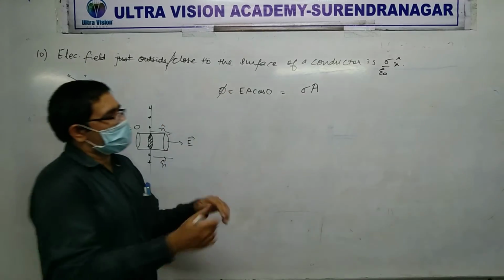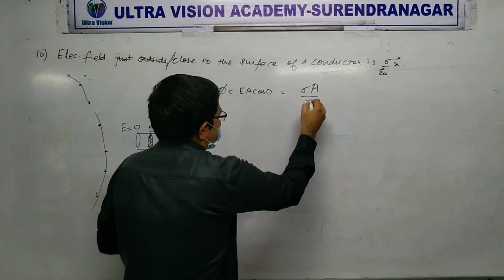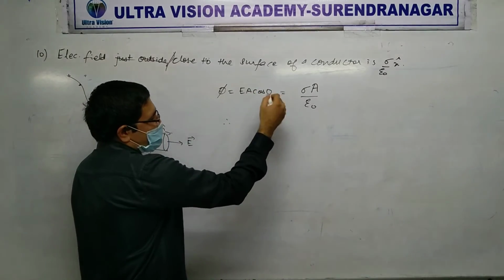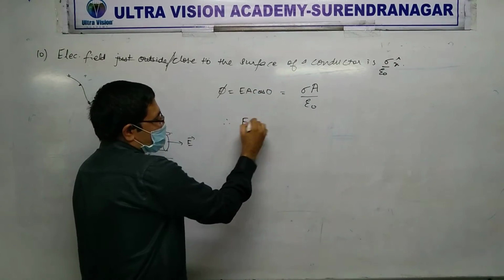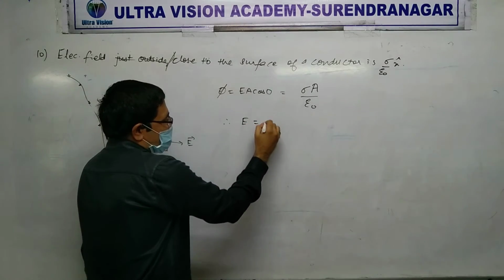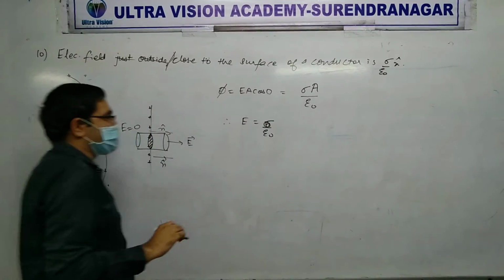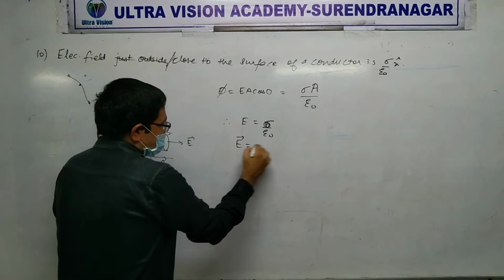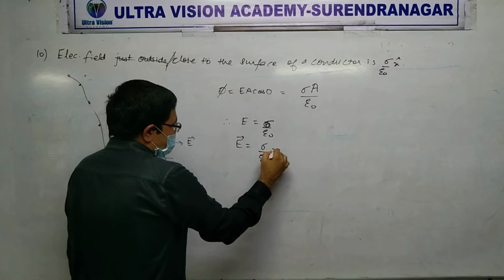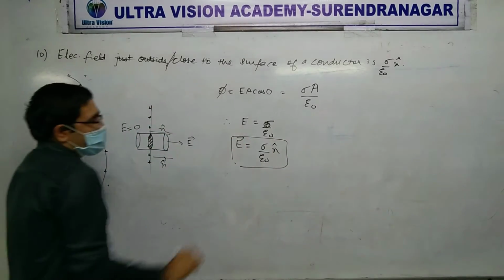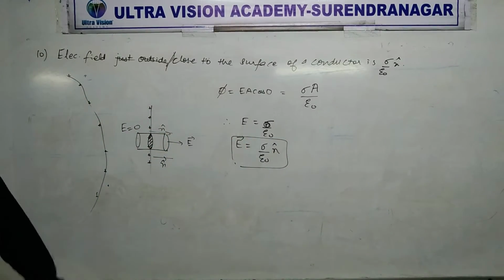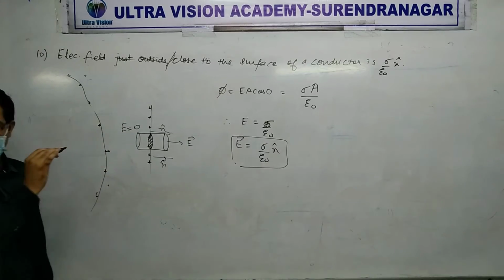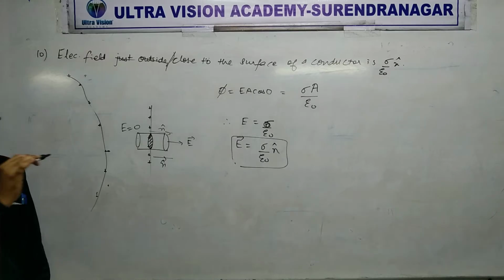So we get E into A equal to sigma into A divided by epsilon 0. A cancels, cos 0 is 1. So we get E is equal to sigma by epsilon 0 in magnitude, and we already know the direction, that it will be normal to the surface. But be careful. This is very close to the conductor.